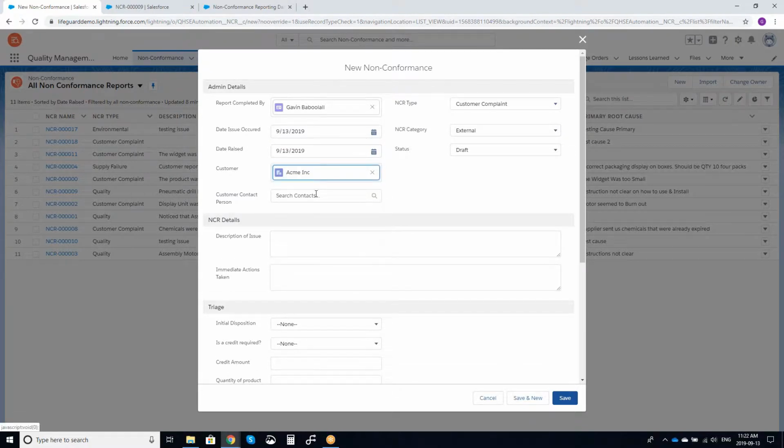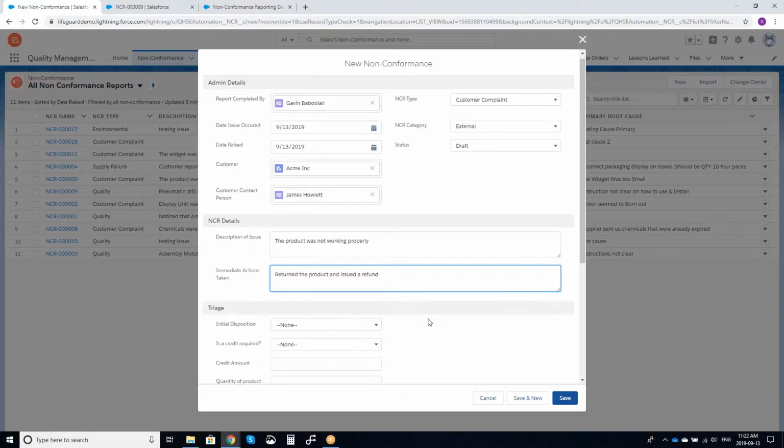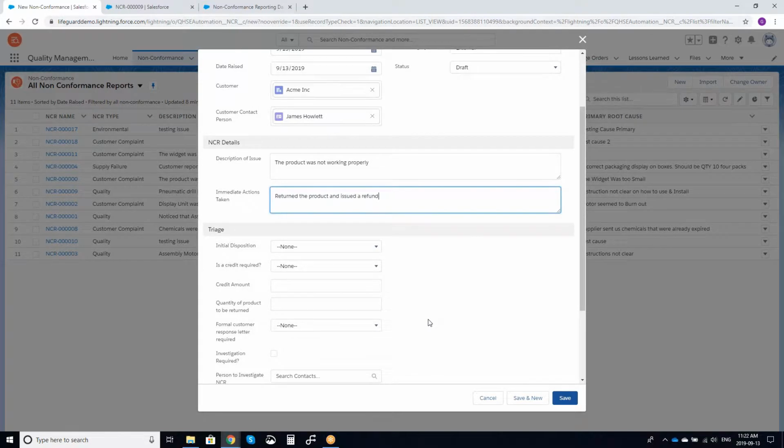In this case, I can start to identify my customer information. So who is the individual who came in to say, hey, look, something was wrong. So I'm going to say in this case, the product was not working properly. I'm going to say returned the product and issued a refund. So quick and easy to do. I've input some of my information at this point.